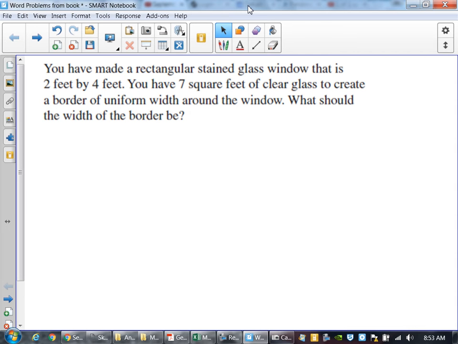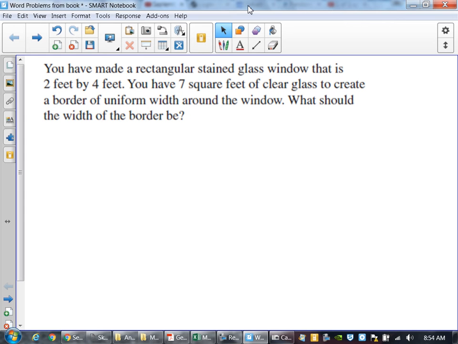So we have this awesome stained glass window. There's your stained glass window. It's 2 foot by 4 foot. What's the square footage of that? 8. It's an 8 square foot stained glass window. With some pretty color, the sun shines in, it's going to make a really awesome reflection on your pages of work. It's going to look really sweet.